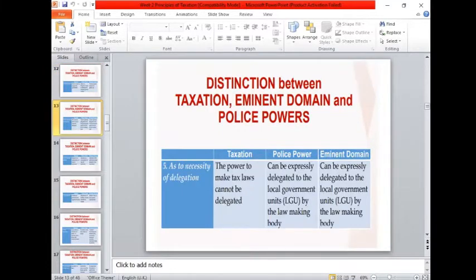The distinction of these inherent powers as to the necessity of delegation: the taxation power, the power to make tax laws or create tax regulations, cannot be delegated. While the police power and eminent domain can be expressly delegated to the local government unit.